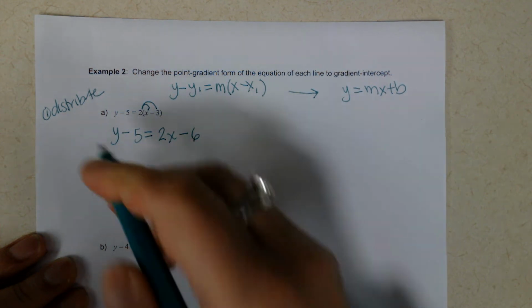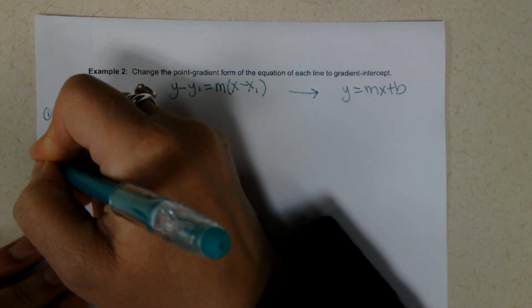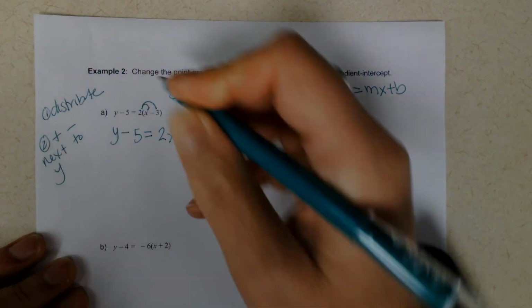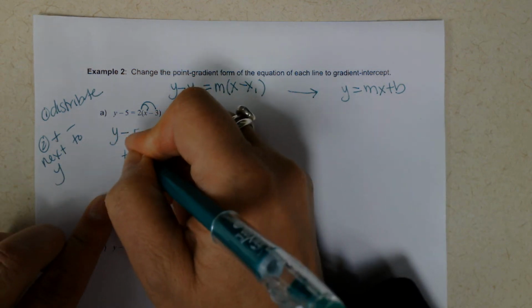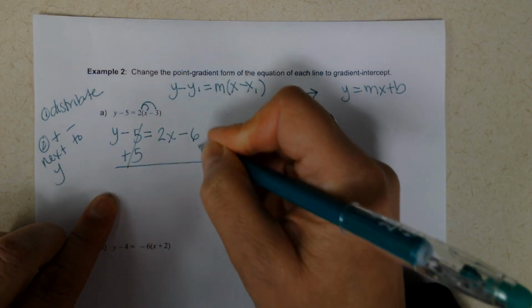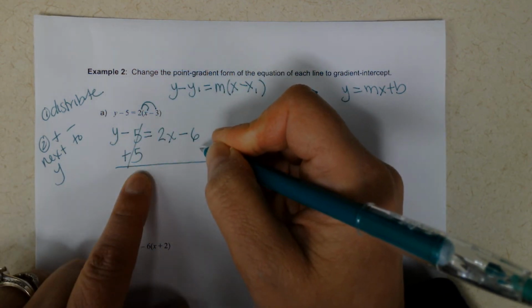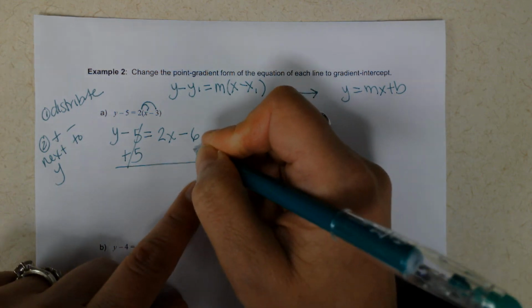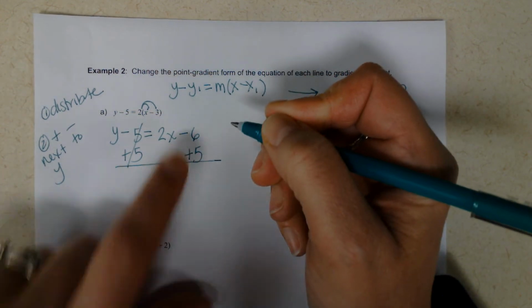So either adding or subtracting the term next to the y. This is a minus 5, so I'm going to add it. Jump over the equal sign. Which one does this look alike? What like term am I going to combine it to? You got it, this minus 6.